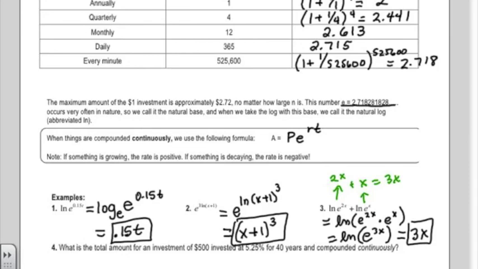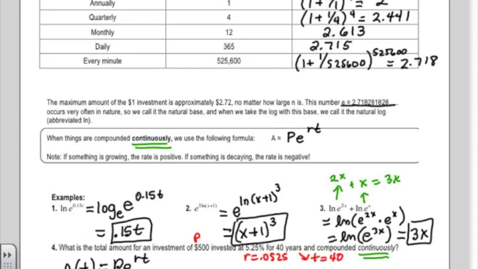All right, and the number 4, it says, what is the total amount for an investment of $500 invested at 5.25% for 40 years compounded continuously? So whenever you guys hear the word continuously, you always use the Pert formula. So when you see continuously, you use your amount after time t is equal to P e to the rt. So P is 500, r is 0.0525, t is 40. Okay, so we have all the different things we need.